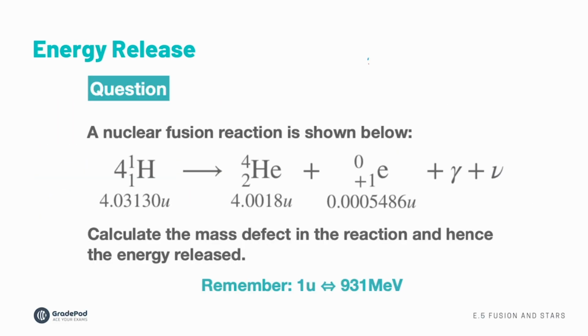Just like we did with fission, it's desirable for us to be able to calculate the energy released in a fusion reaction. And we have an example question here. It says the nuclear fusion reaction is shown below. Calculate the mass defect in the reaction and hence the energy released. Let's calculate that mass defect.